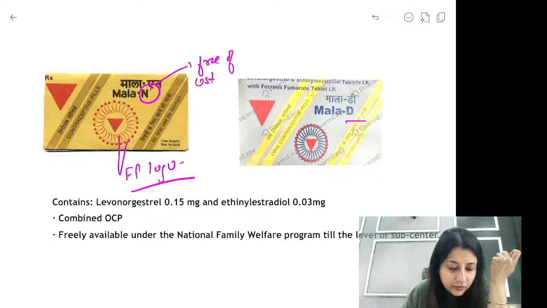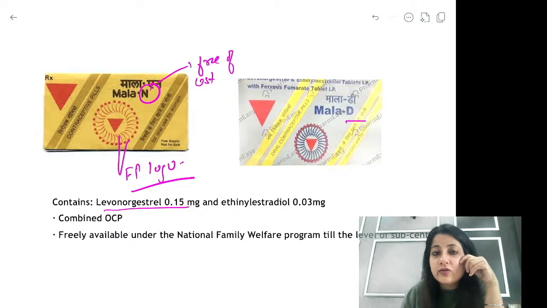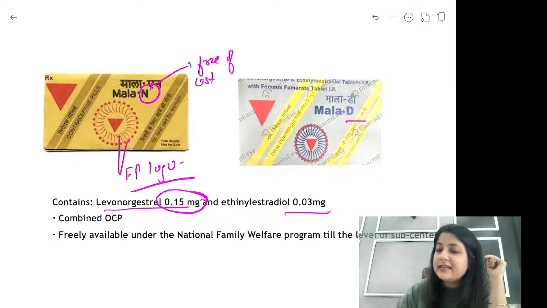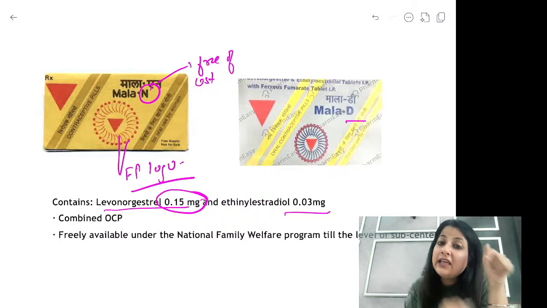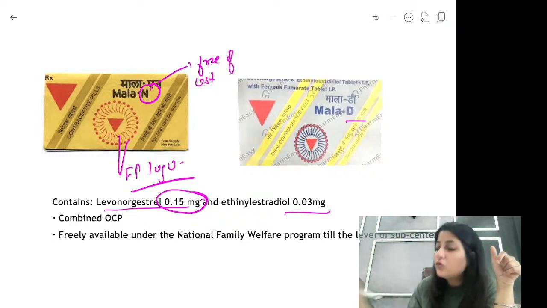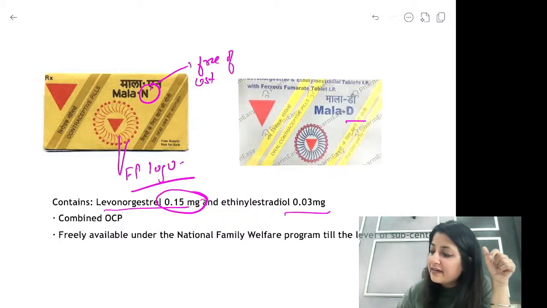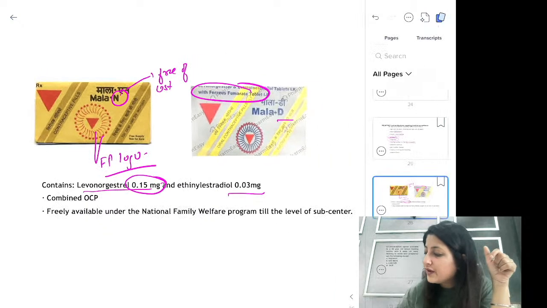All right, so this you have to know. They might ask you what is the content of estrogen and progesterone. Levonorgestrel, a synthetic progesterone, is 0.15 mg, and ethinyl estradiol is 0.03 mg. The oral contraceptive pills you find in the market, in a private pharmacy shop, have even lower estrogen, 0.02 mg. And 7 iron tablets, the iron tablets are of ferrous fumarate.